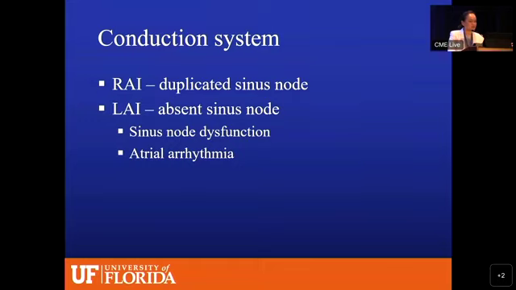So in right atrial isomerism, there's duplication. You could see a duplicated sinus node, two sinus nodes firing. Or in left atrial isomerism, you could see an absent sinus node, and you would see inverted P waves. So they're usually associated with sinus node dysfunction and atrial arrhythmias.